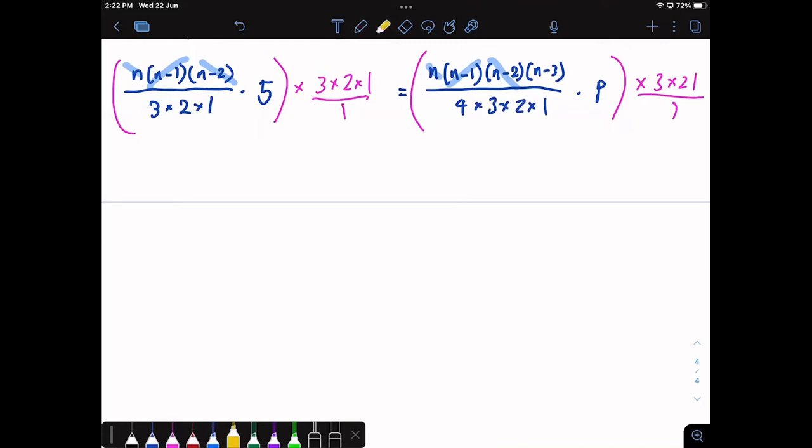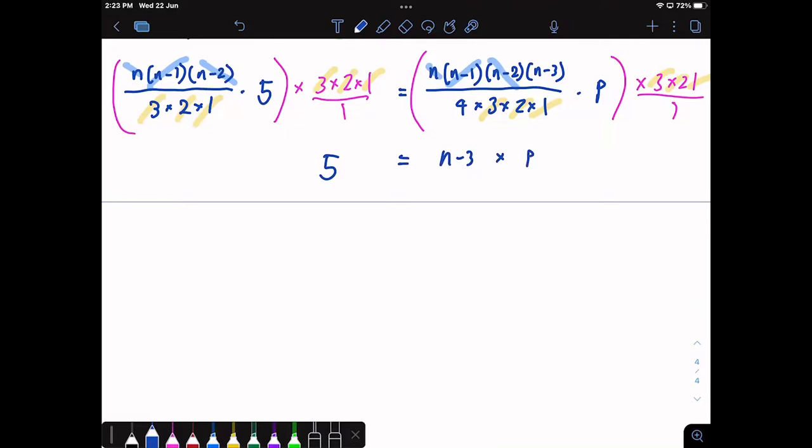Maybe I'll use a different color. 3, 3, 2, 2, 1, 1. So satisfying. Everything cancels off. What are you left with? 5 equals n minus 3 times p.